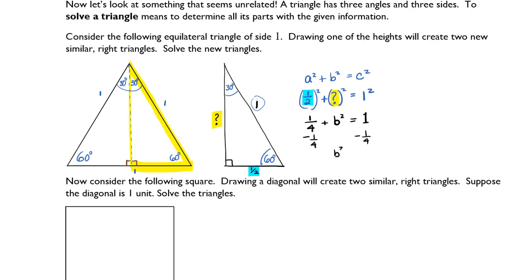I get b squared is equal to 3/4. If I take the square root of both sides, I get b is equal to the square root of 3 over 2. Notice that the square root of 3 doesn't simplify, but the square root of 4 does.